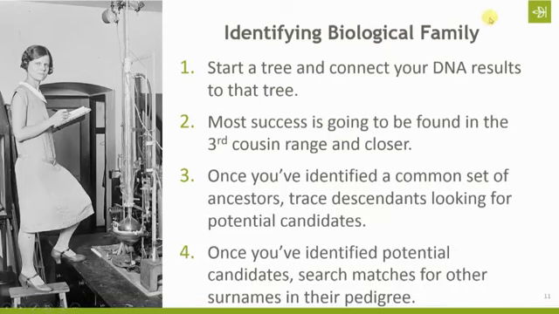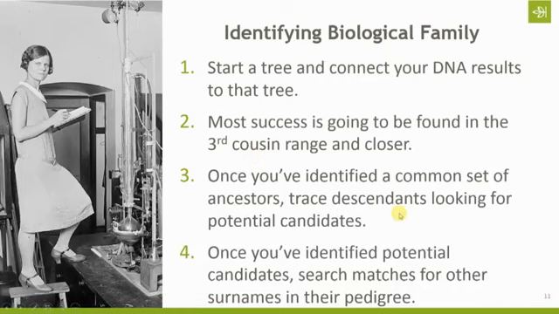So here's just one more time the process that I use. Start a tree. Even if you don't have any clue who any of your biological parents are, start a tree and put in unknown and connect your DNA results to that tree, so that as you start looking at those third cousins and closer, as you start identifying common ancestors among them, then you can plug those people into the tree and see what falls out. See if you get any shared ancestor hints. See if you start to see some of those same surnames popping up among your matches.